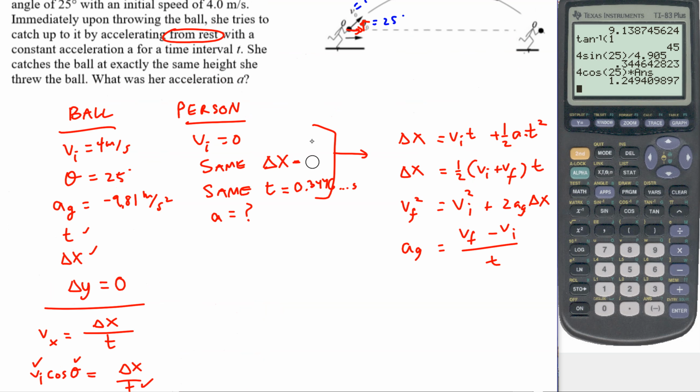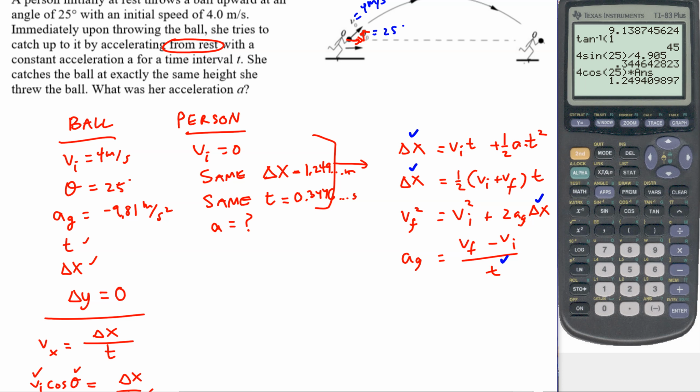Yes, I know what's up. I got the answer. And then I look at the person and I say, hey, I know her delta x. I know her time. I know VI, 0. And I know her acceleration. It's not AG. She's not in free fall. Hang on. That's a mistake. Okay, I don't know her acceleration. I'm looking for acceleration.